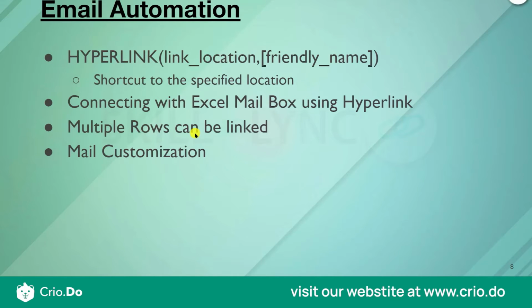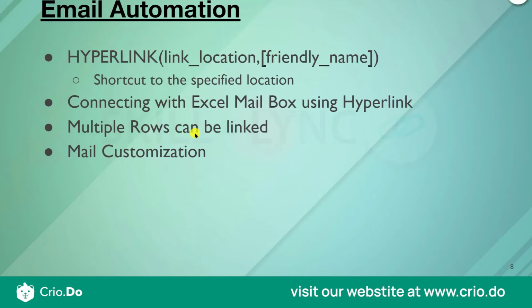And with this email automation, we can add multiple rows with this linking. We can do the mail customization. In the mail customization case, you can understand that we have a list of email IDs with us. If you need to mail all those people, you can select all those emails and put in the same address.